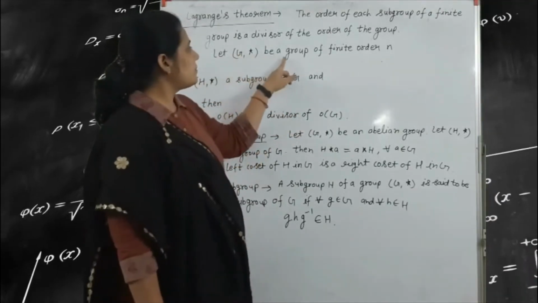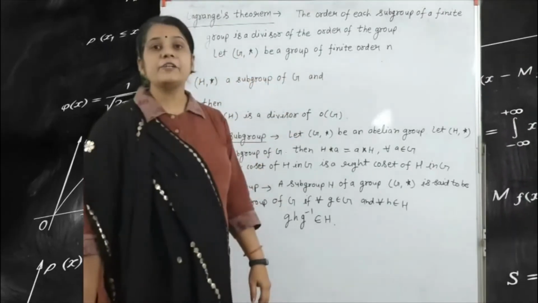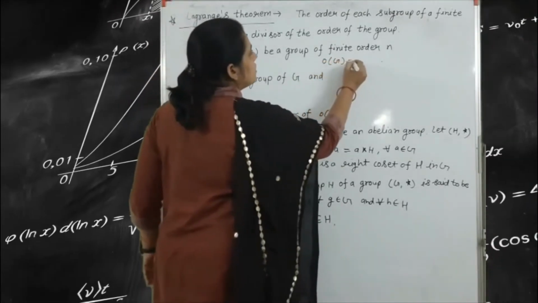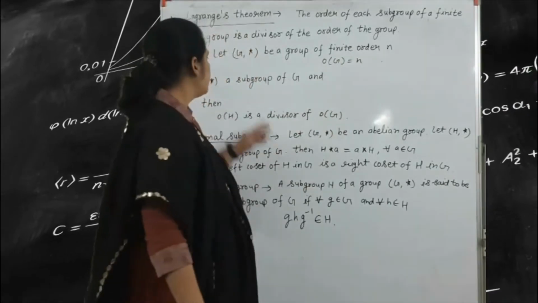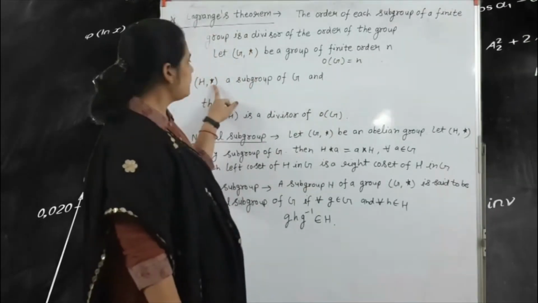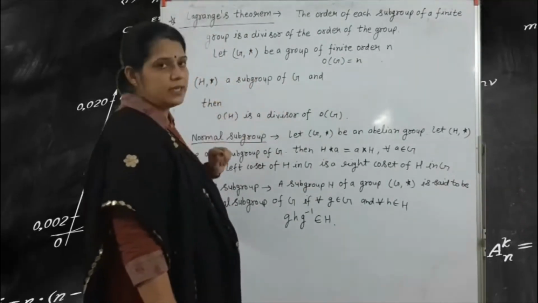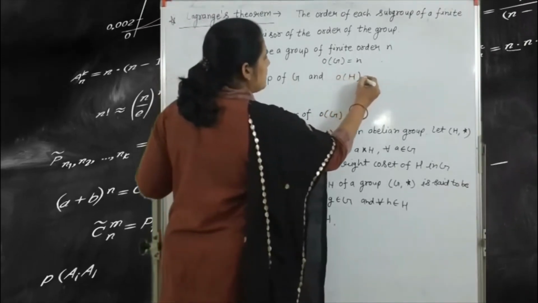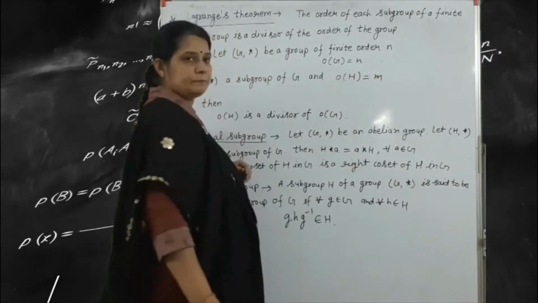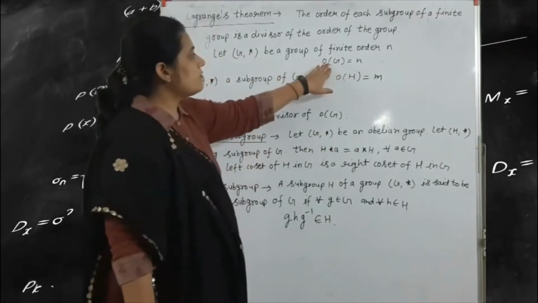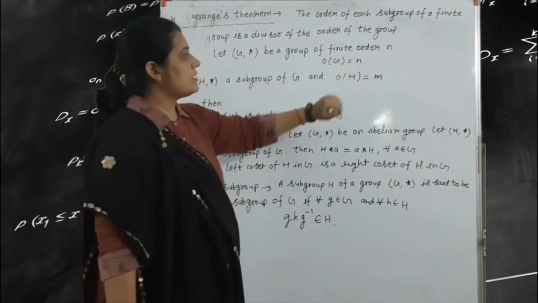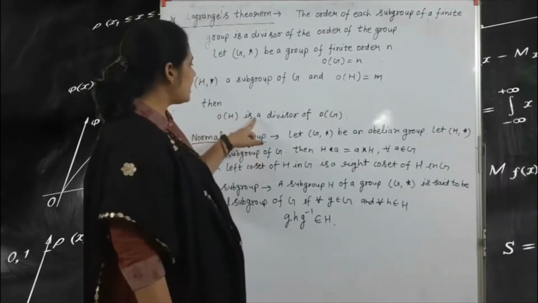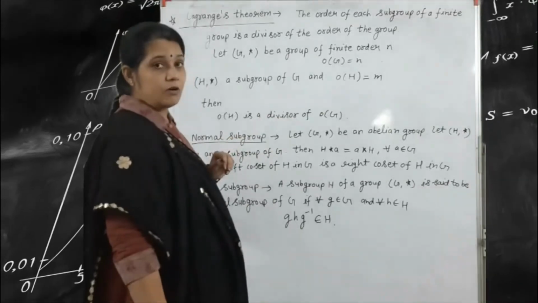So let (G, *) be a group of finite order n. Then we write the order of G is equal to n. Next, let (H, *) be a subgroup of G. That means we write the order of H is equal to, for example, m, the number of elements. So the order of G is equal to n and the order of H is equal to m. Then the order of H is a divisor of the order of G.